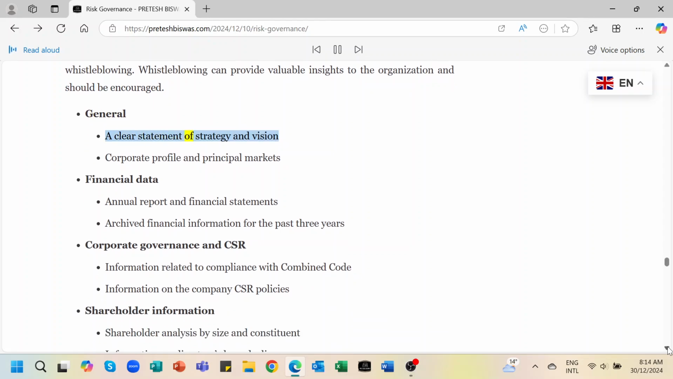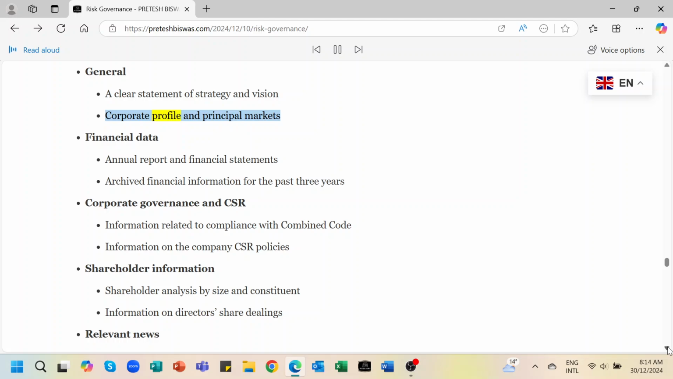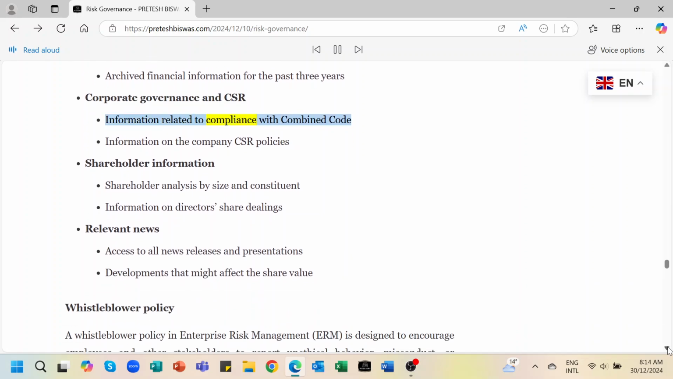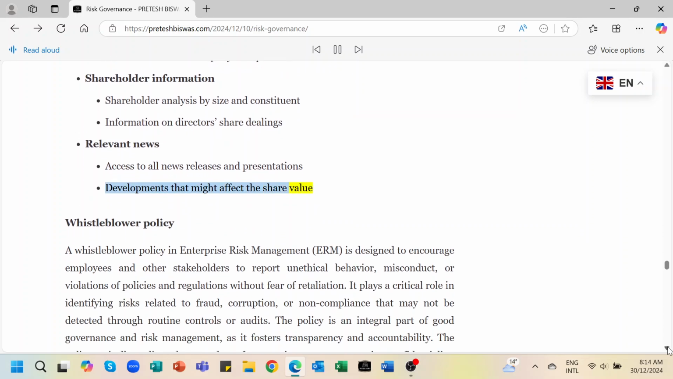A clear statement of strategy and vision, corporate profile and principal markets, financial data, annual report, and financial statements, archived financial information for the past 3 years, corporate governance, and CSR information related to compliance, with combined code information on the company's CSR policies, shareholder information, shareholder analysis by size, and constituent information. On directors' share dealings, relevant news, access to all news releases and presentations, developments that might affect the share value.